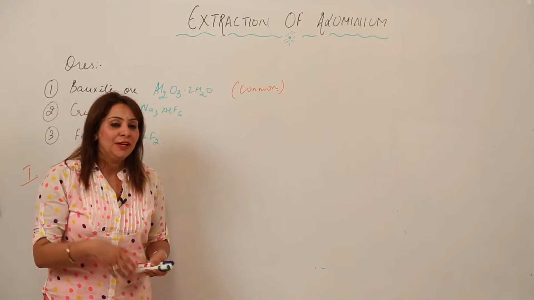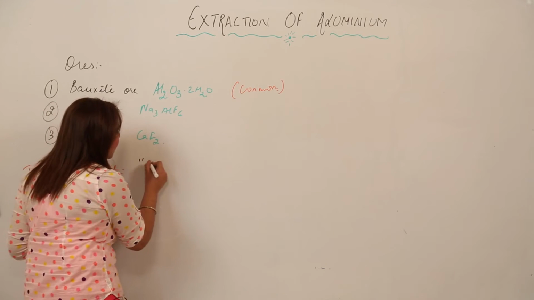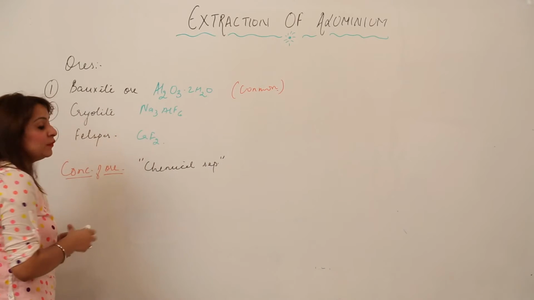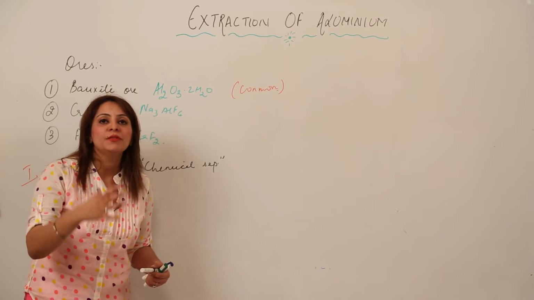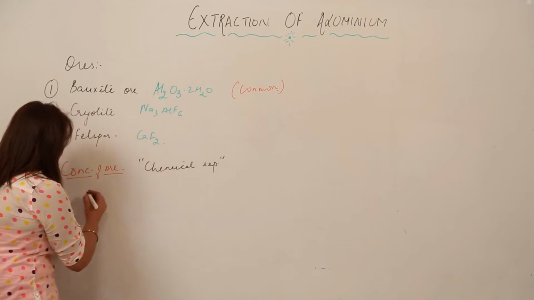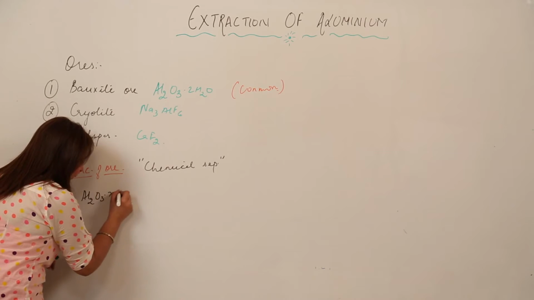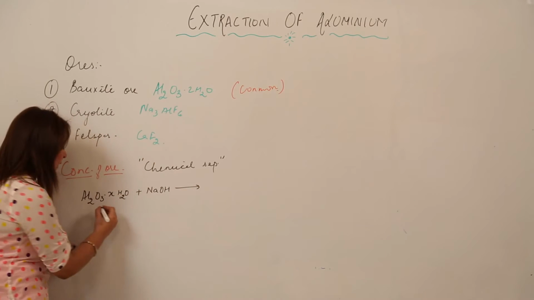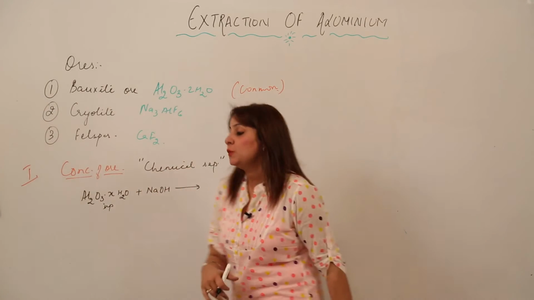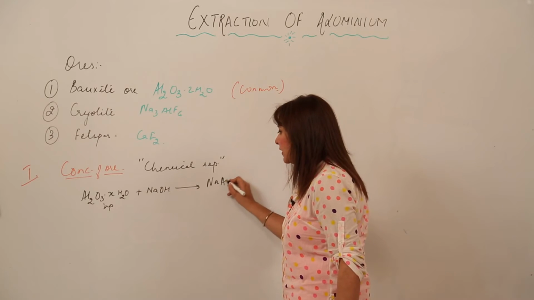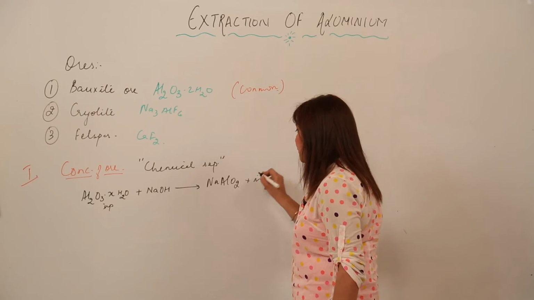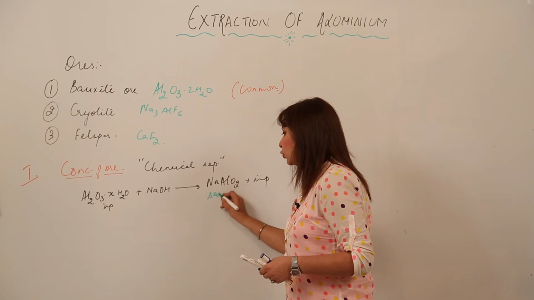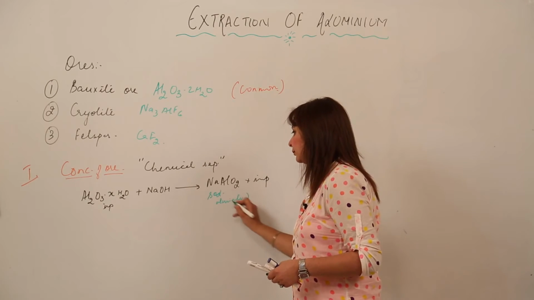So what method are we left with? We are left with the chemical separation method. We select a chemical which will react with the ore but not with the impurities. Here I have a bauxite ore, and I am adding a chemical which combines with the ore but not with the impurities. After combination, what product do we get? We get NaAlO2, and the impurities get separated. The name of NaAlO2 is sodium aluminate.